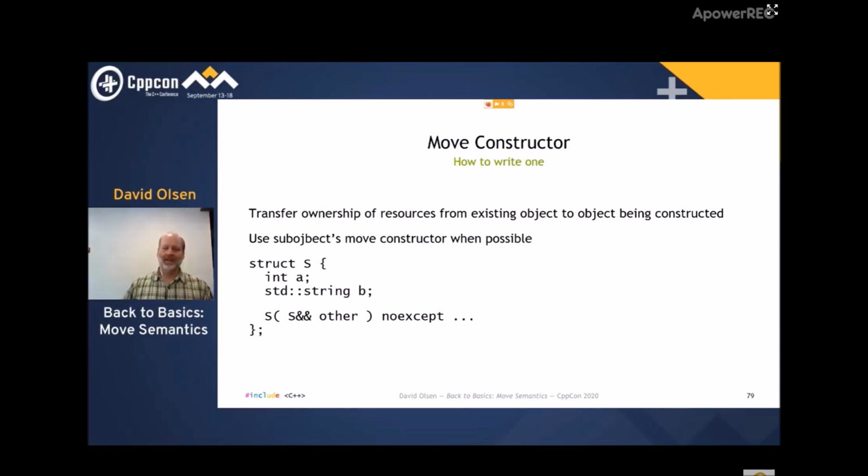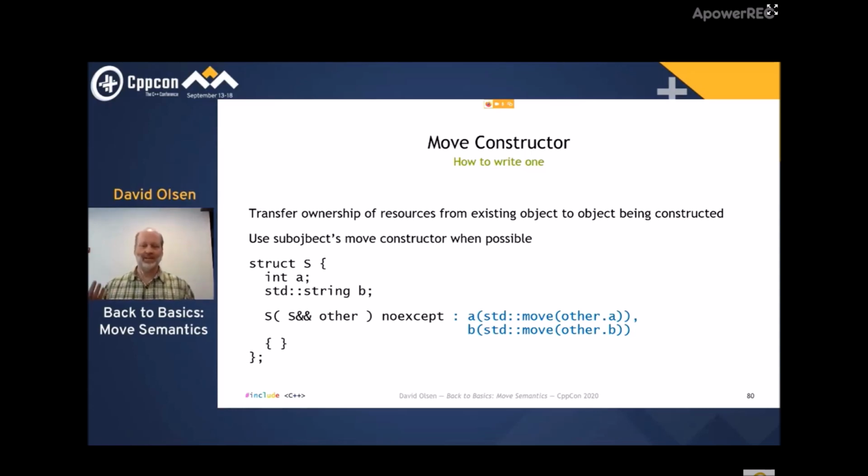Here's an example of a class where the only data members are an int and a string. The move constructor can just call the data members' move constructors. We force the use of the sub-object's move constructors by using std::move. For the int, the move constructor is identical to the copy constructor. It just copies the bits.